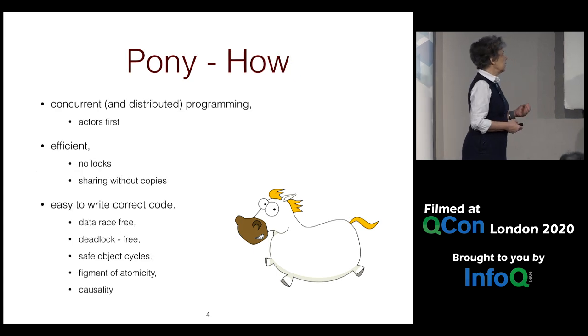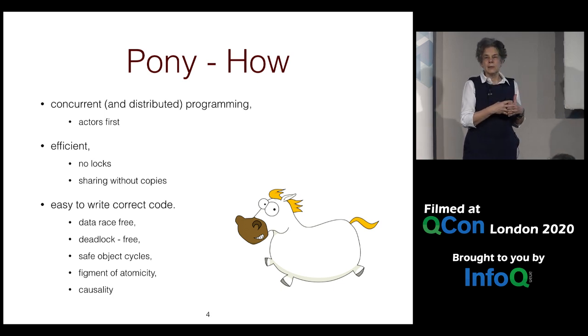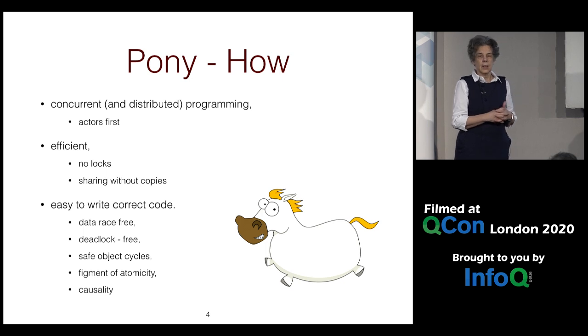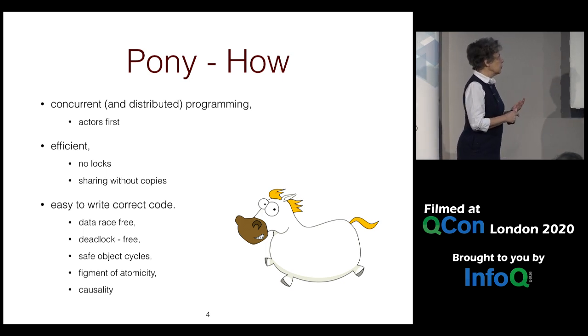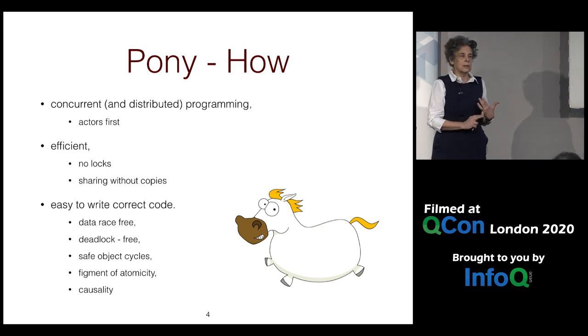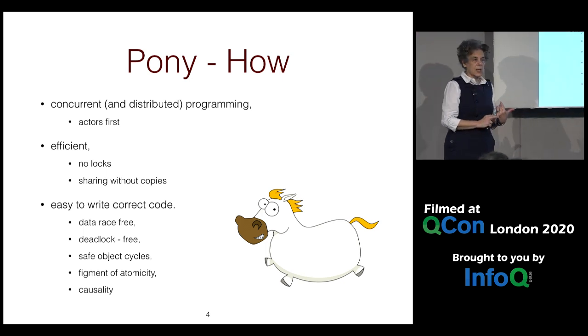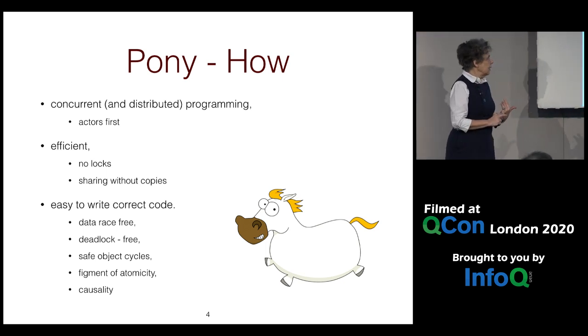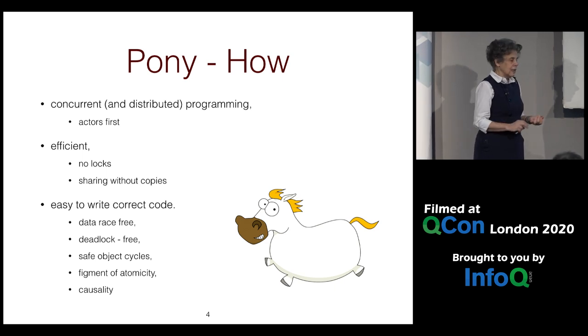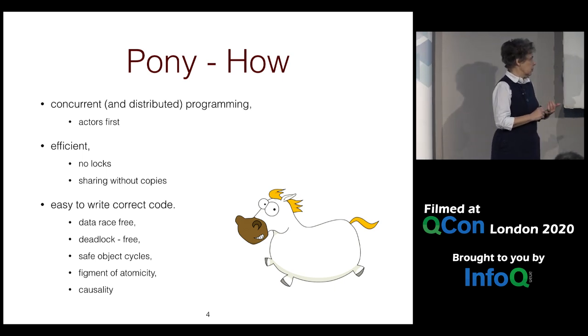So what do we mean? Concurrent: there should be one driving paradigm, and the driving paradigm is the actor paradigm. Efficient: there shouldn't be locks. You shouldn't need to use any locks, and the runtime should also not be using locks. You should be able to share state without making copies. And easy to write: it should be data race free, deadlock free by construction.